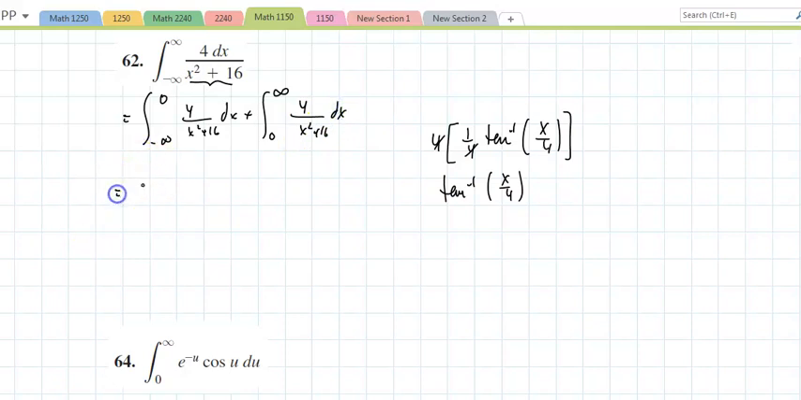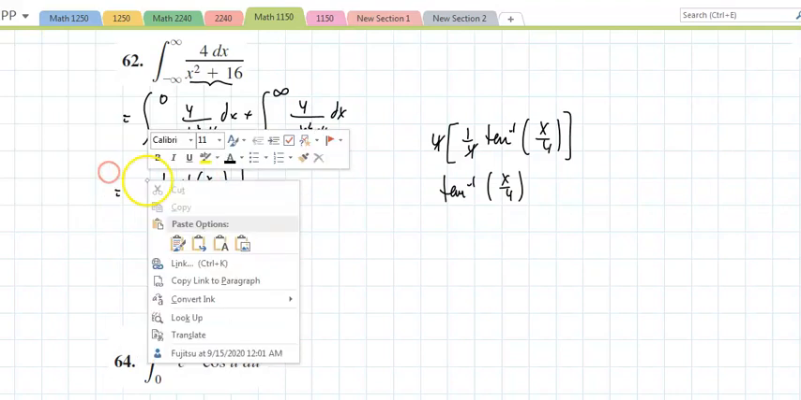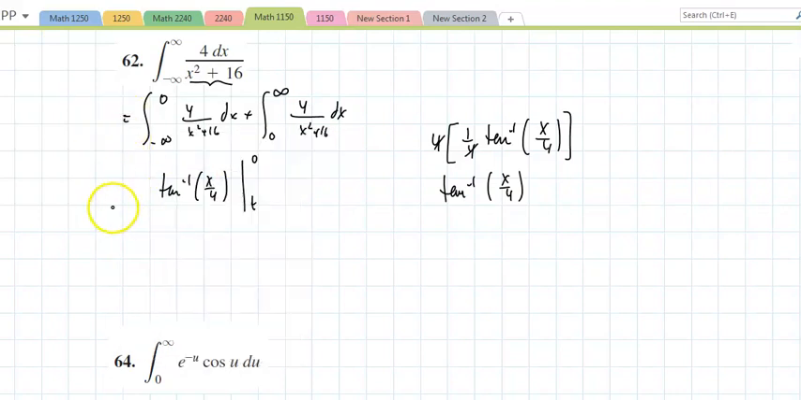I'm going to write this as the integral from negative infinity to 0 of 4 over x squared plus 16 dx plus the integral from 0 to infinity of 4 over x squared plus 16 dx. So this is actually going to be the inverse tangent of x over 4 evaluated from t to 0, taking the limit as t approaches negative infinity plus the limit as t approaches infinity of inverse tangent of x over 4 evaluated from 0 to, let's say, b. Change that so that you wouldn't mix those up. Those are two separate integrals.